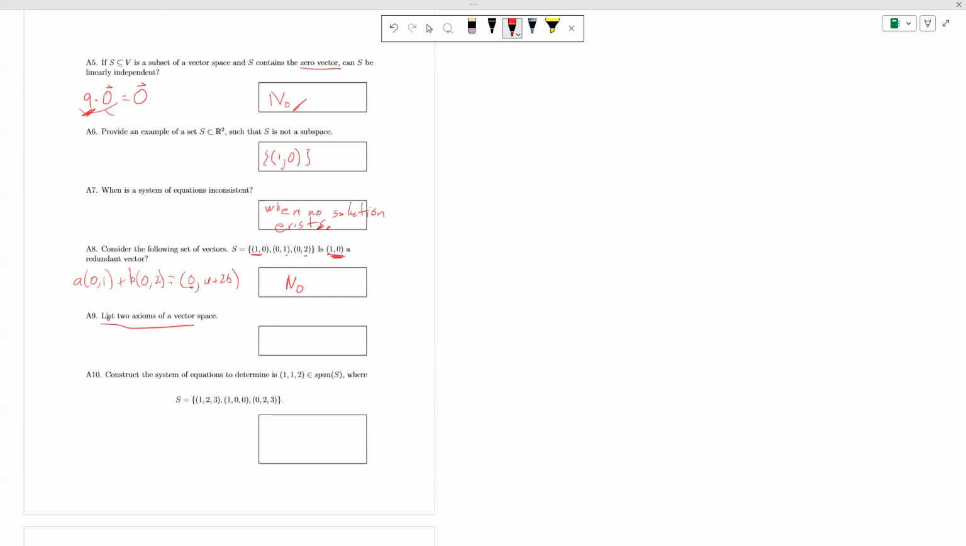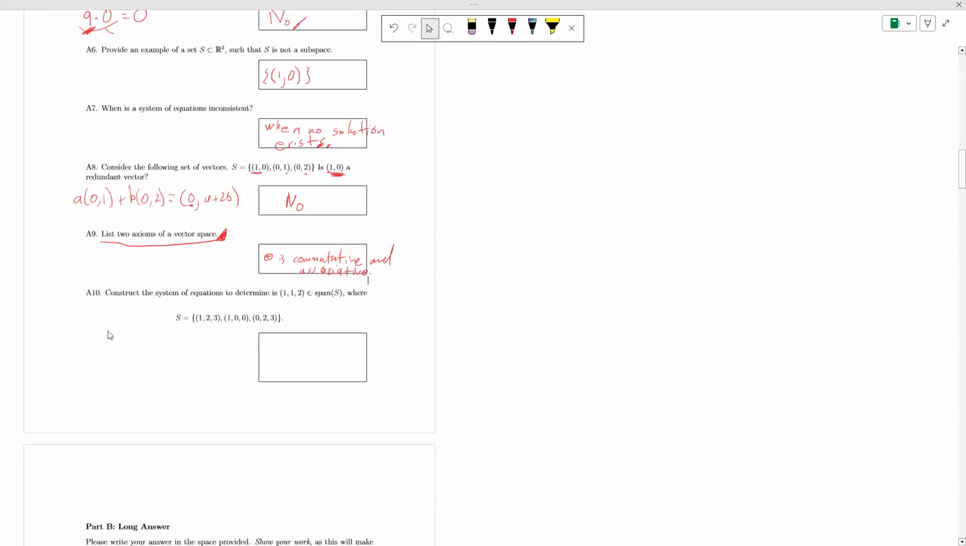Now, I want to list 2 axioms of a vector space. So here I'm listing 2 axioms of a vector space, and the classic ones are the addition operator is commutative and associative. There's our 2 axioms of our vector space.